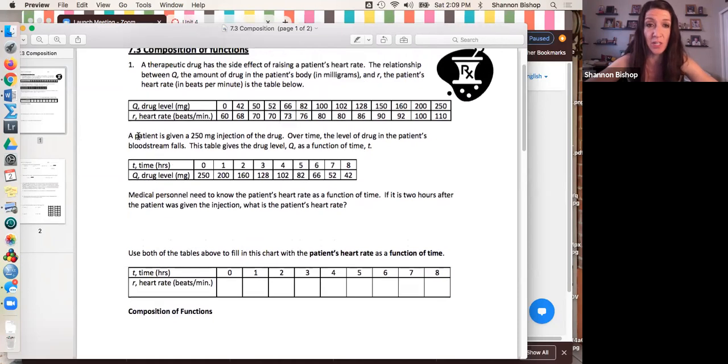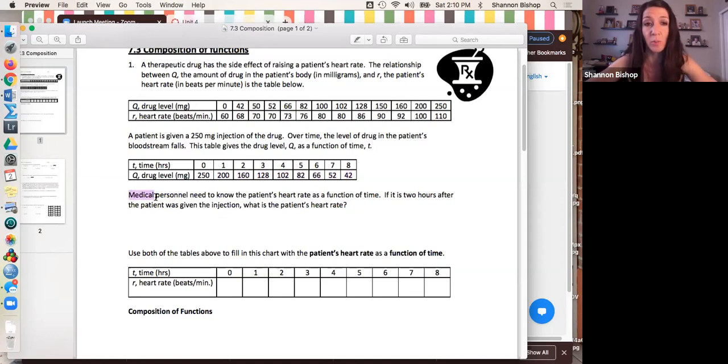So if a patient is given 250 milligrams of this drug, well then over time, the amount of drug left in their bloodstream will decrease. And this table shows that. So notice right when they first get the injection, they have 250 milligrams of drug in their body. But as time passes, their body is metabolizing that drug. And so the amount of milligrams is wearing off. So to help preface what this is going to look like, check out this question.